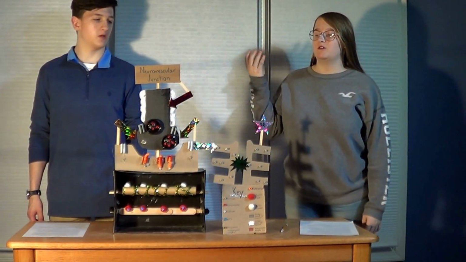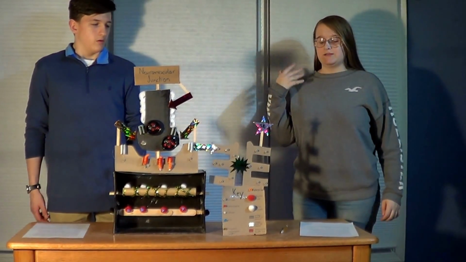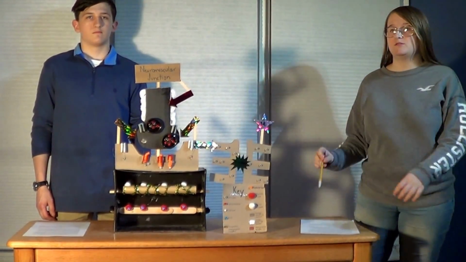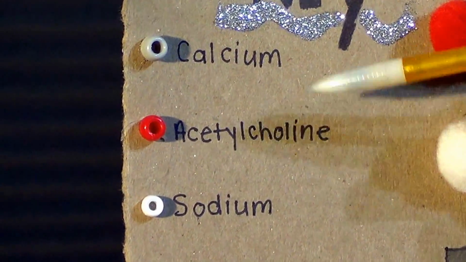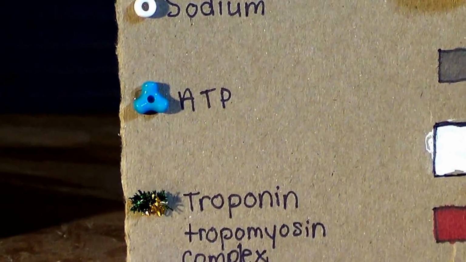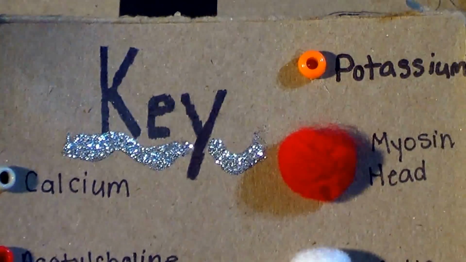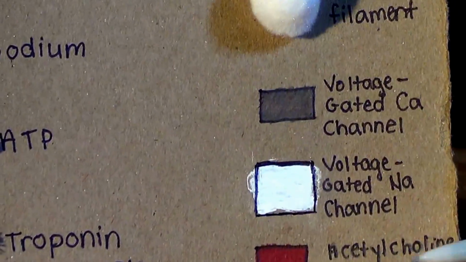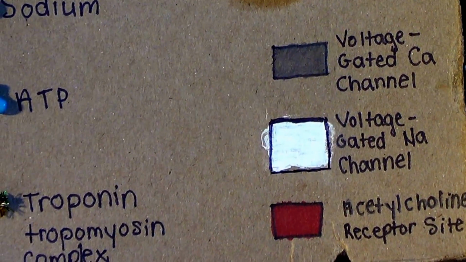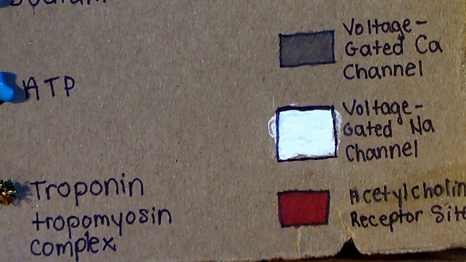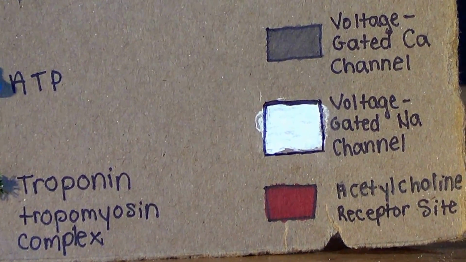And this is our project, Neuromuscular Junction. But before I explain this process, I'm going to point you to this key down below. First, we have calcium that is gray, acetylcholine that is red, sodium that is white, potassium that is orange, and then down below we have three different channels. We have the voltage-gated calcium channel, the voltage-gated sodium channel, and we have the acetylcholine receptor site.